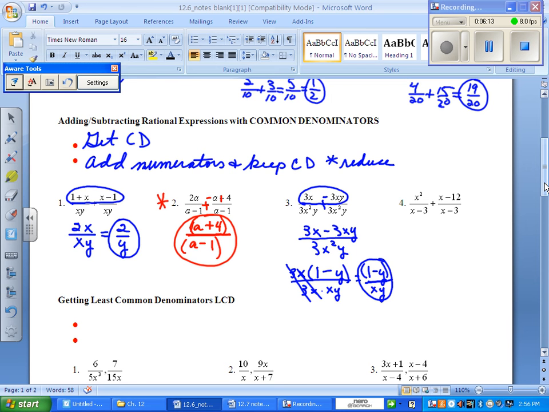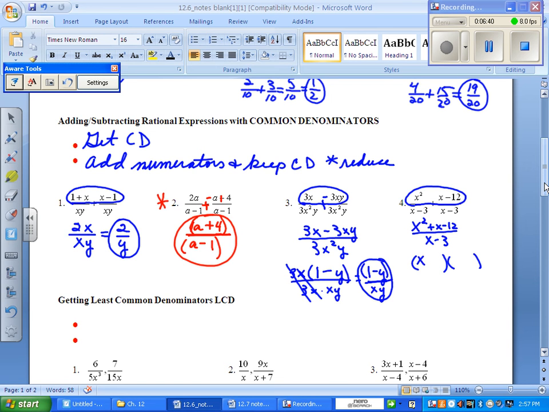Last one, you add your like terms in the numerator since the denominators are the same, but there are no like terms, so write it as x squared plus x minus 12 all over an x minus 3. If you can factor anything out of that numerator, you need to do that. There is no common factor to all three terms, but that trinomial can be factored down into two binomials.